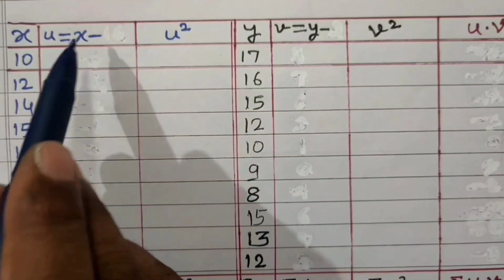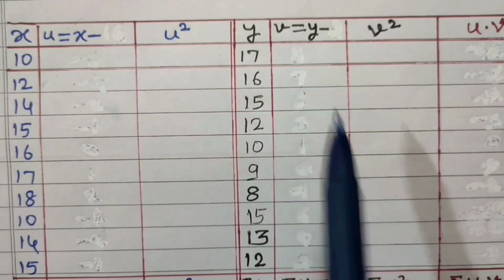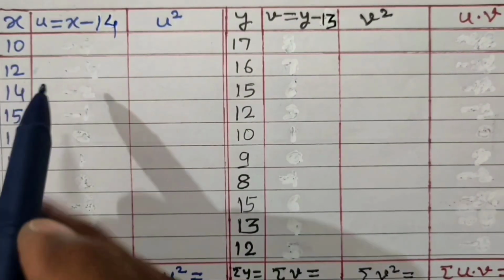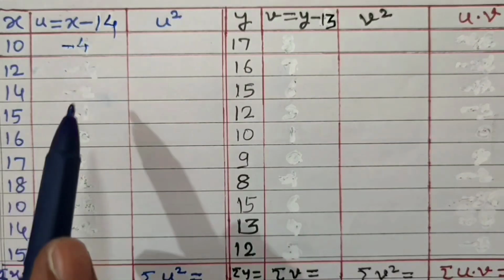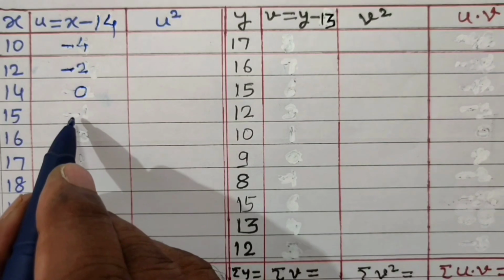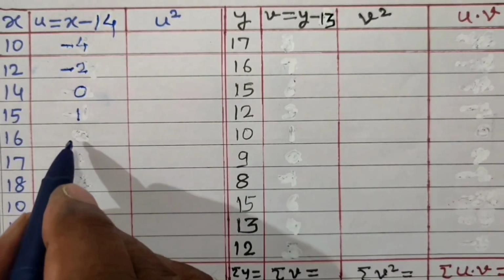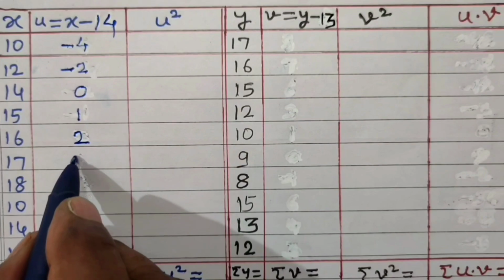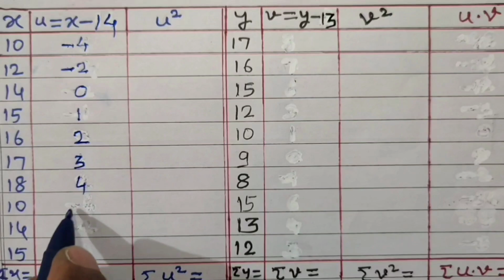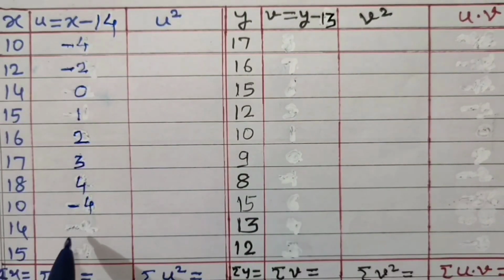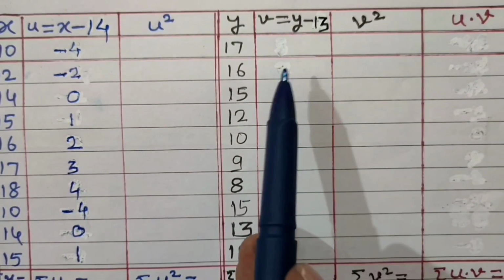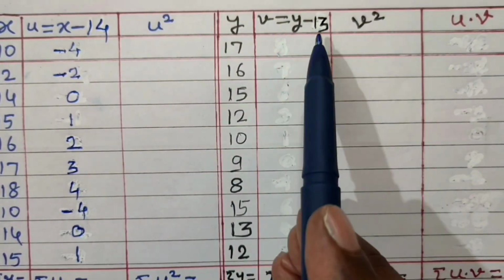Let us put here X minus 14 and Y minus 13, and then calculate the deviations. 10 minus 14 is minus 4. 12 minus 14 is minus 2. 14 minus 14 is 0. 15 minus 14 is 1. 16 minus 14 is 2. 17 minus 14 is 3. 18 minus 14 is 4. 10 minus 14 is minus 4. 14 minus 14 is 0, and 15 minus 14 is 1. Let us find deviations to get the values of V. 17 minus 13 is 4.